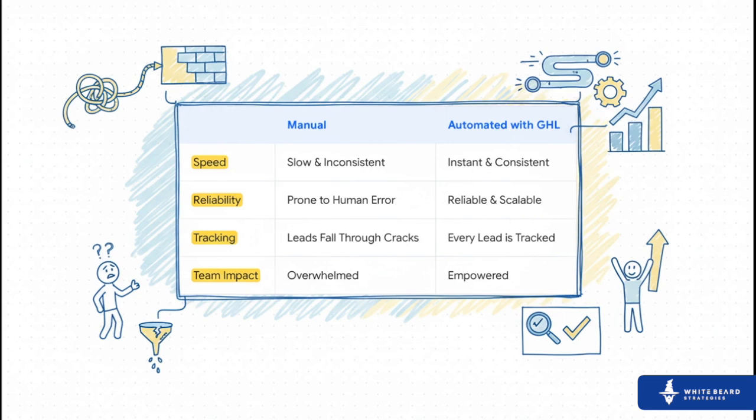I mean, just look at the difference this makes. Manual follow-up is slow, it's inconsistent, it's full of human error. But with GoHighLevel automation, it becomes instant, it's reliable, and it's completely scalable. You are literally transforming a chaotic process into a smooth system that empowers your team instead of completely overwhelming them.